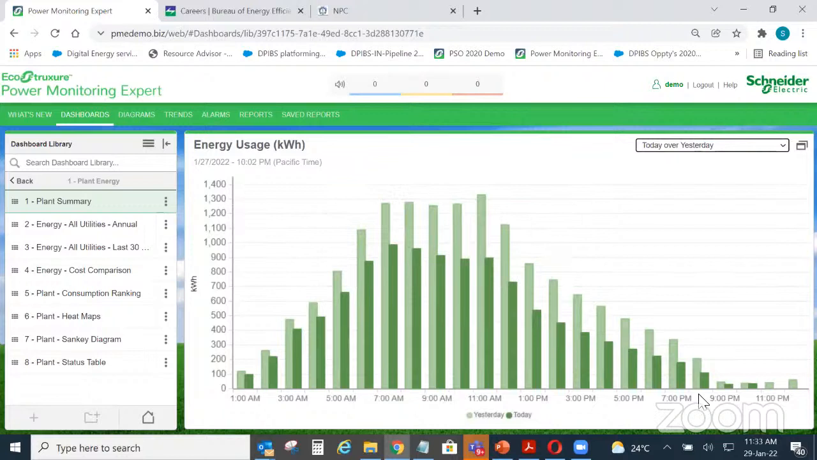This is live data coming, and we can see it's slightly increased, and today is slightly lesser compared to yesterday. The usage is slightly less here. You can see it live, beautifully. So this is how we bring the various values.